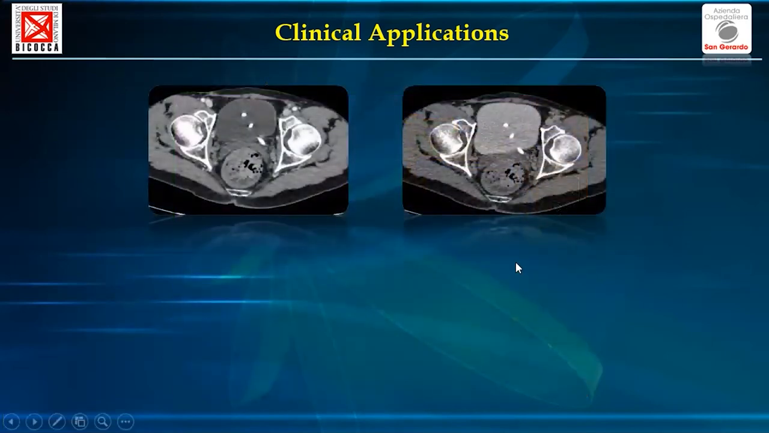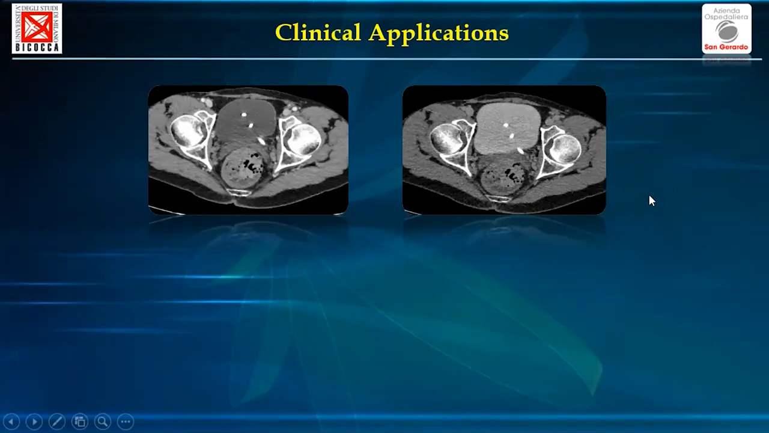Another possible application: now I would like to show a really challenging case. We have a patient with a left ureter tumor that was treated with a double J catheter. Due to the catheter, it's no longer possible to recognize any tumor in the distal tract of the ureter, neither in the portal venous phase nor in the urographic phase.